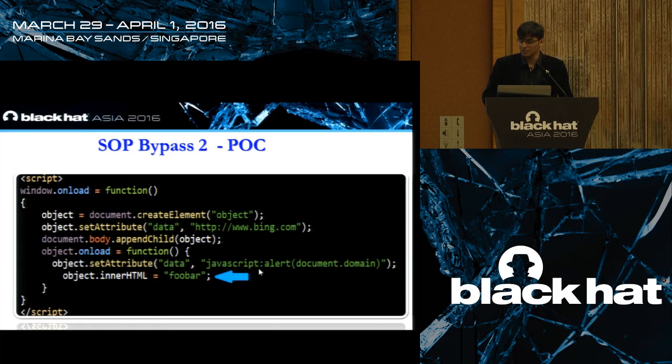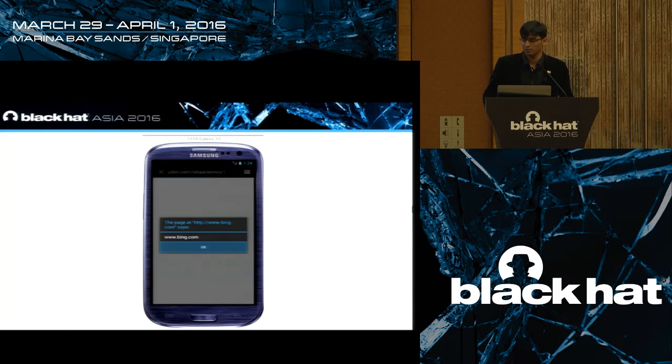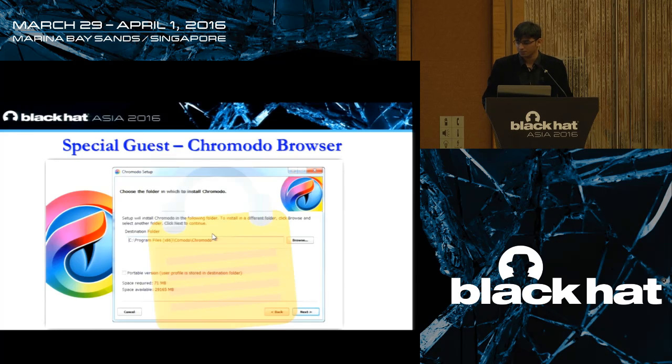So what happens in this case is that this JavaScript executes under the context of Bing.com, resulting in a same origin policy bypass. So this is Samsung Galaxy S3. The address bar is pointing to jsbin.com, and the JavaScript executes under the context of Bing.com. So the page clearly says Bing.com.